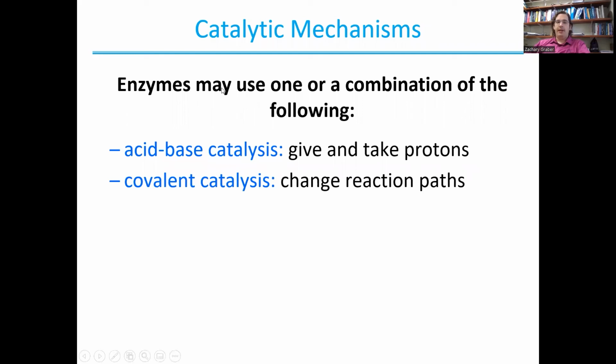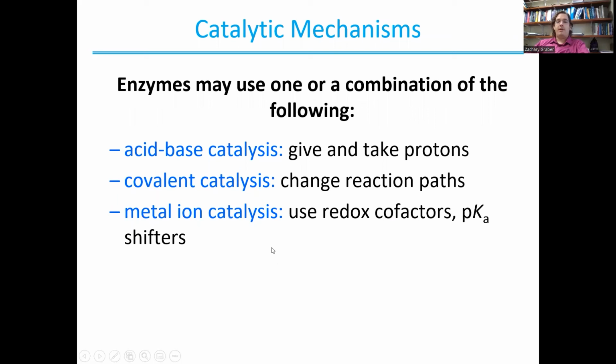We can also have a covalent catalyst, where we're actually changing the reaction path by reacting between our enzyme and our substrate and forming a covalent bond. And then we're reacting again and eliminating that covalent bond to restore our enzyme to its original structure and to then create our product. So our enzyme actually temporarily participates in the reaction, links itself to the substrate in a covalent bond.